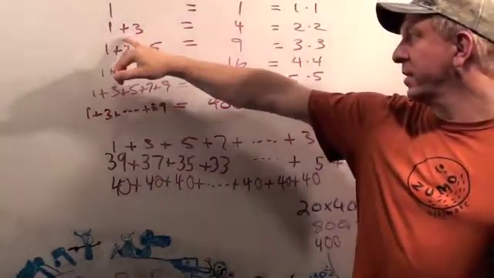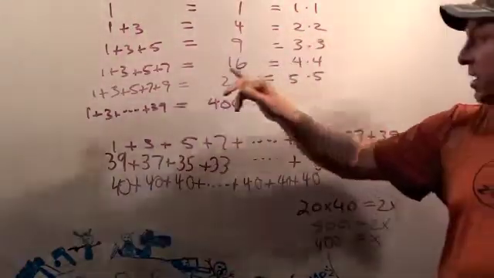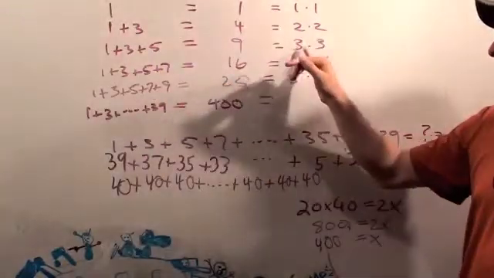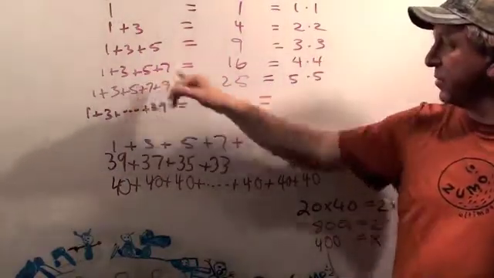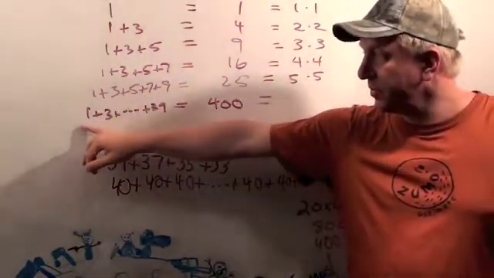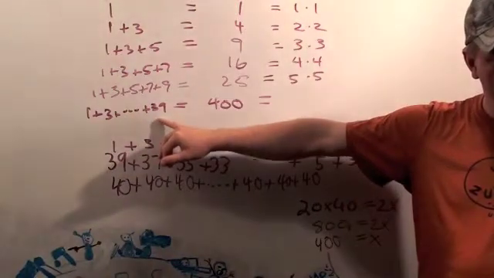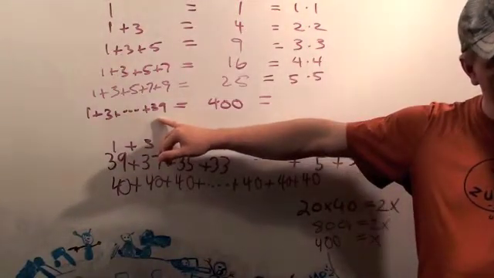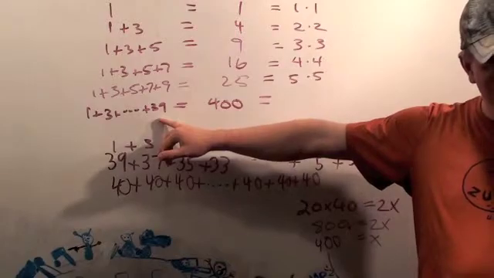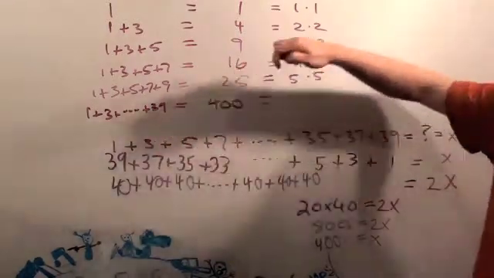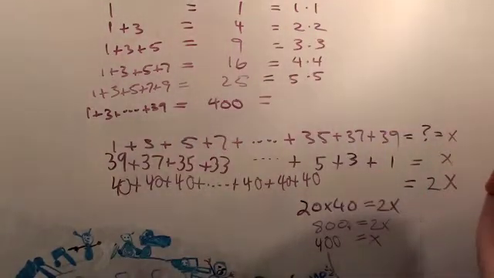When I had 1 odd number, I got 1 times 1. When I had 2 odd numbers, I got 2 times 2. When I had 3 odd numbers, I got 3 times 3. When I had 4 odd numbers, I got 4 times 4. So how many odd numbers do I have here? There's 20 odd numbers. So what do you think I should get?